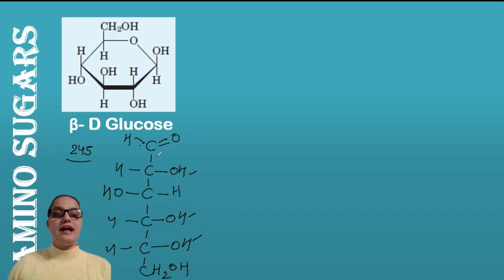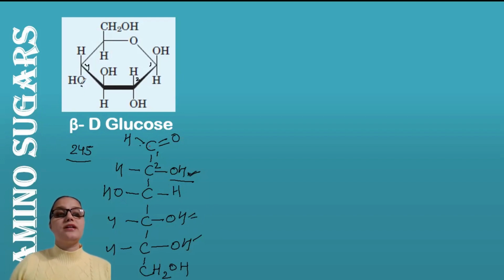So over here at the position number 2, OH is on the right-hand side. So over here, this is carbon number 1, this is carbon number 2. So over here, OH is directed downwards because in the linear structure, it is on the right-hand side. Same on the carbon number 4 over here. OH is on the right-hand side.